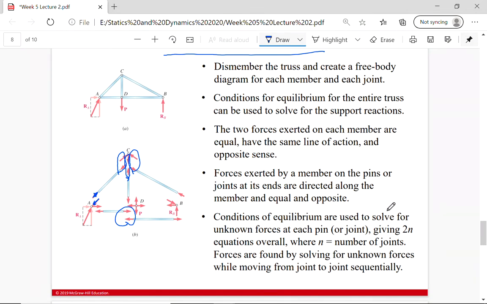Conditions of equilibrium are used to solve for the unknown forces at each pin. In my case, that is here at A, D, B, and C, or joints. I'd have 2N equations overall, where N is my number of joints. So I get twice the number of joints because, again, you have each reaction and its opposite reaction everywhere. Forces are found by solving for the unknown forces while moving from joint to joint sequentially.